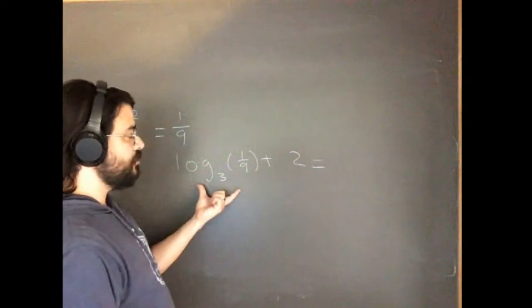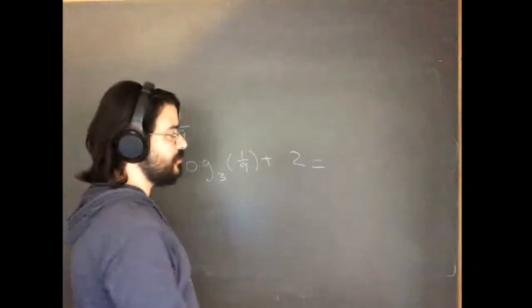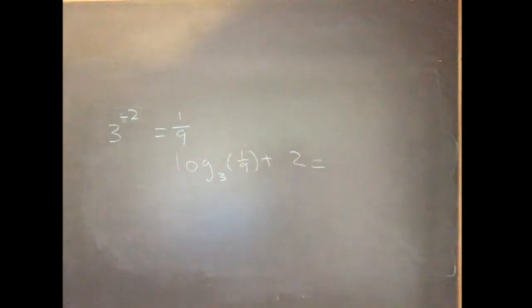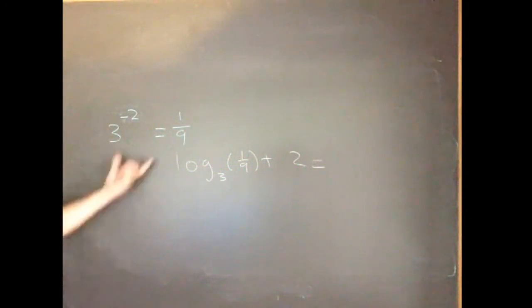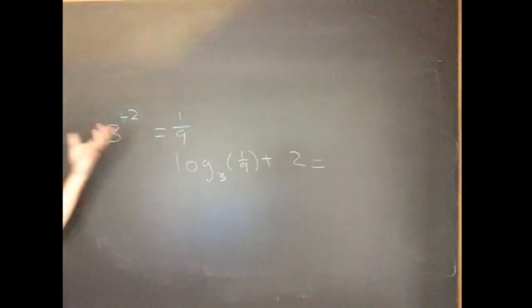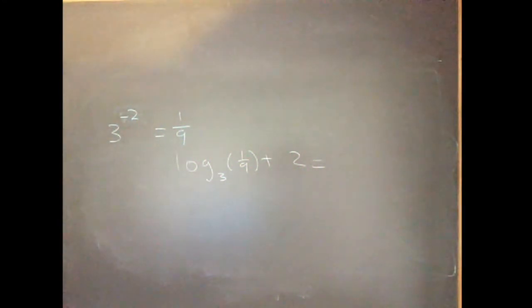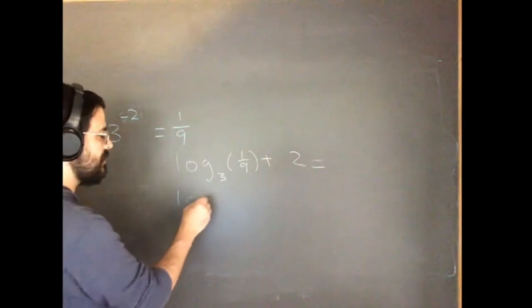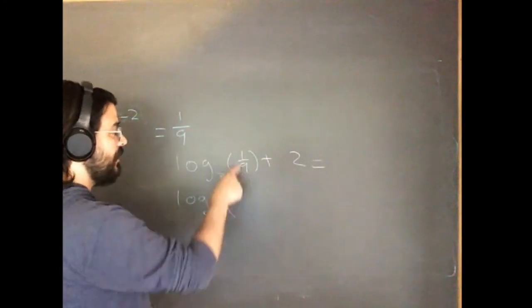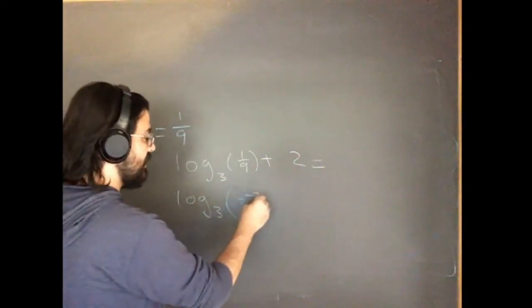Right? So this is -2, and this is 2, so -2 plus 2 is just 0. So the answer here is 0. But I'm not going to write it in that format quite yet, because I want to use this fact and then think about it in terms of some functions canceling out. So here you can think about this as log base 3, and 1/9 is 3 to the -2.